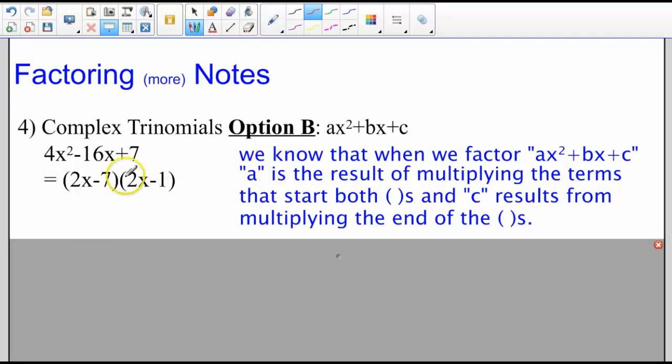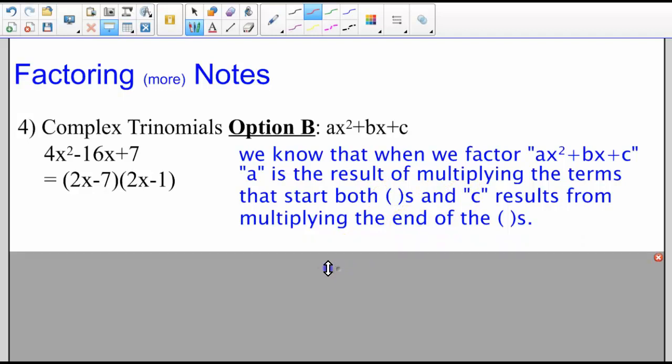But basically what happens is if we have the final answer, or if we have two binomials multiplied, the first term in the first bracket times the first term in the second bracket is what determines the start of our trinomial. The last term, or the second term in each bracket, multiply to give me the last term. And so that's what this sort of says. Again, a little convoluted perhaps. We know that when we factor something like this, A is the result of multiplying the terms that start the brackets, and C is the result of multiplying the terms that end the brackets.